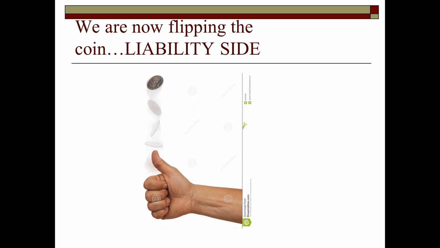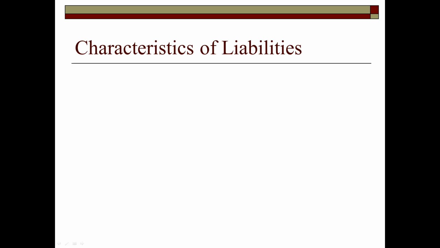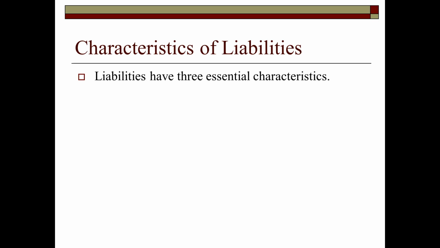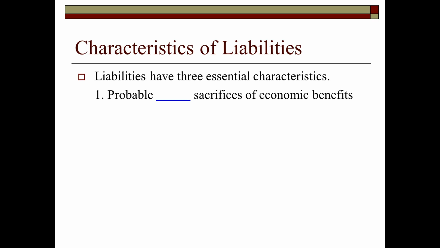So let's talk about the most important thing: the characteristics of a liability. We know an asset is something that possesses future economic benefit. Liabilities have three essential characteristics that you need to be aware of. Number one is that they have probable future sacrifices of economic benefits. That makes a lot of sense. Look at the terminology: a future sacrifice of an economic benefit. What's an economic benefit? It's an asset.